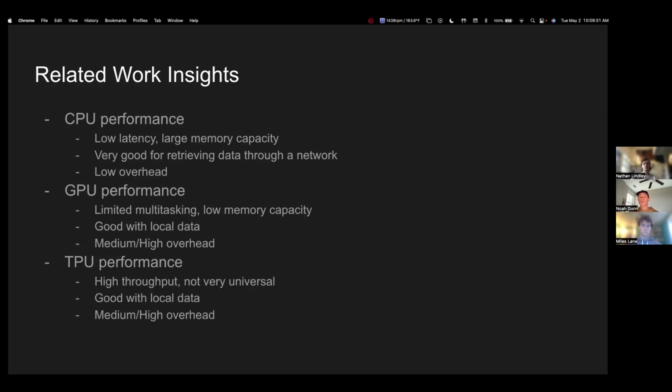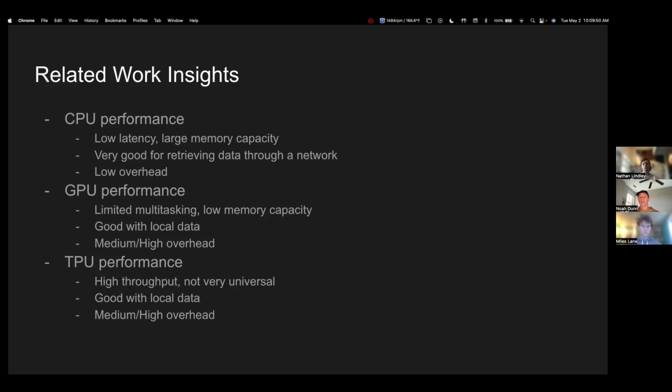The first processor is the CPU, which has low latency and large local memory capacity when compared to the other two. They also have low overhead and are comparatively good when retrieving data through a network or somewhere that's not local. This last point is very important to our project, where we're trying to stream data through a network in order to process it.